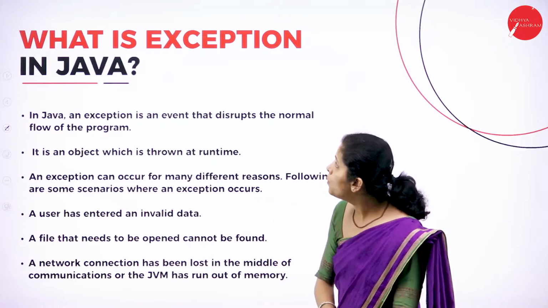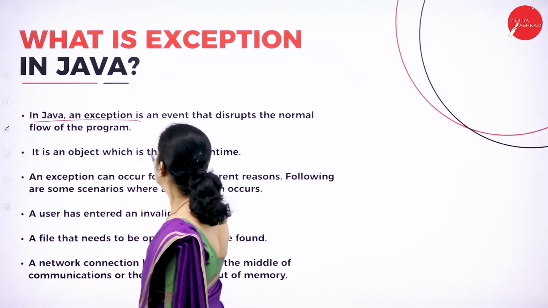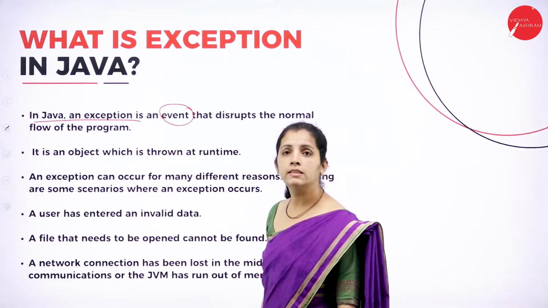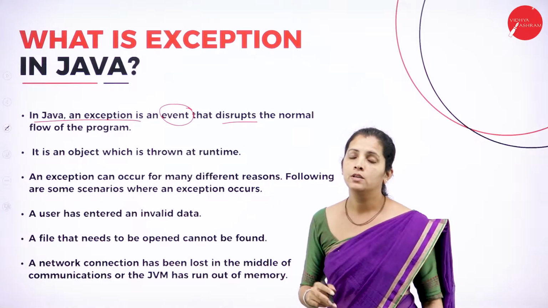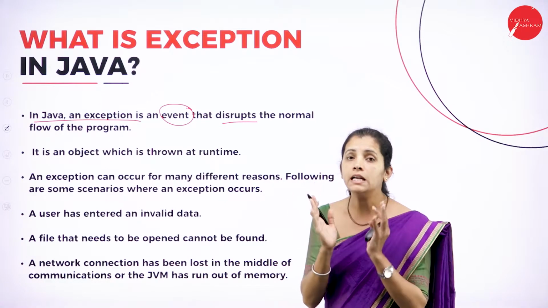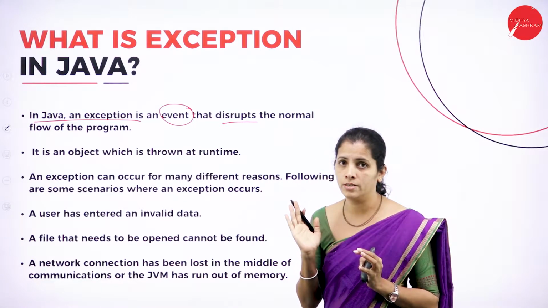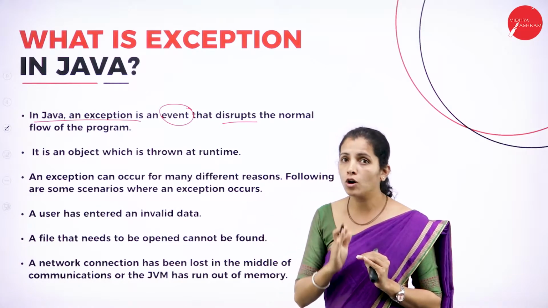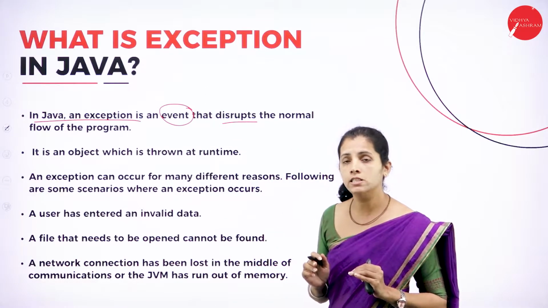Now see here, what is an exception in Java? In Java, an exception is an event. So, what is an exception? It is an event that is going to disrupt the normal flow of the program. That is nothing but an event. When this event is triggered, it's going to change the flow of the execution. Now, I want to manage the execution flow. That means I want normal flow of execution. For that reason, I'm going to have exception handling in Java.